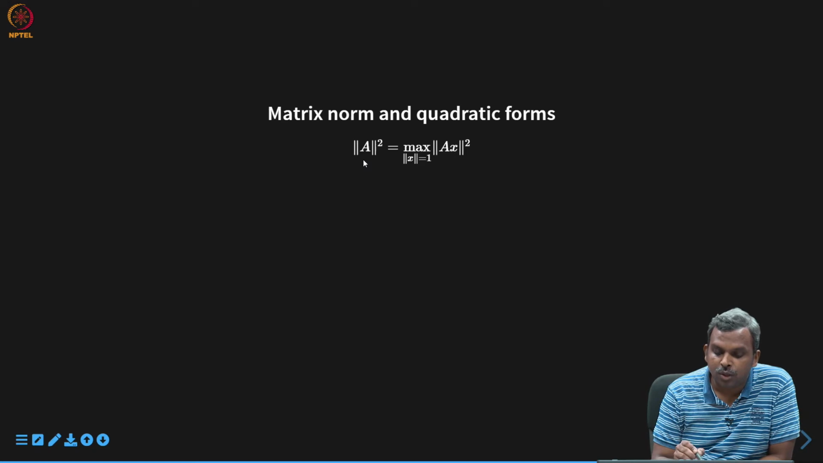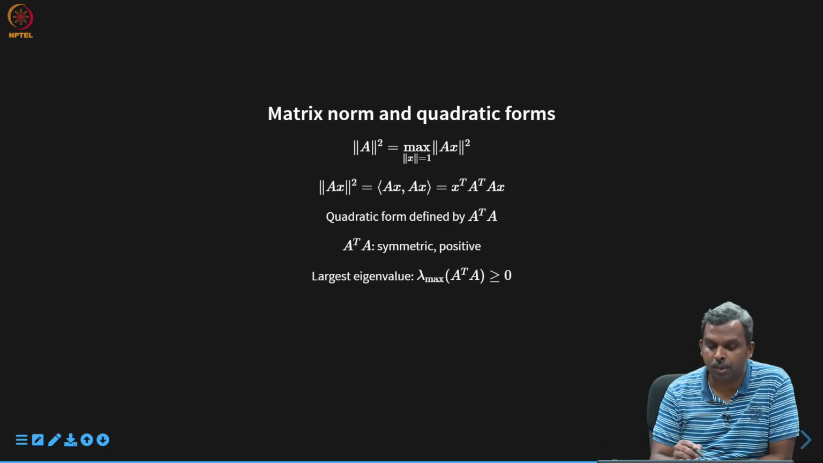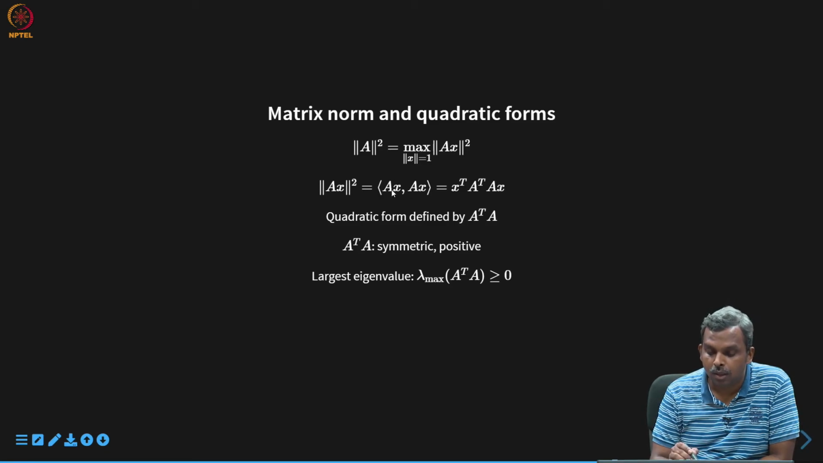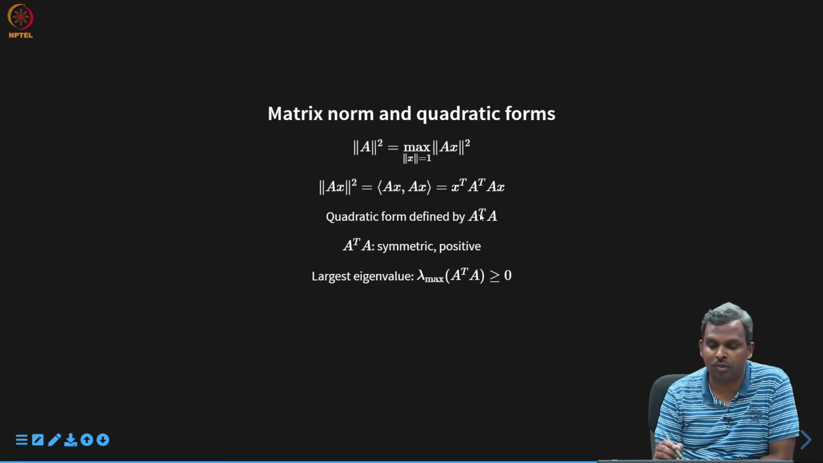For that, you just look at norm squared. So norm squared is going to be max of norm Ax squared. Once you go to Ax squared, I can write in terms of inner product. Norm Ax squared is inner product Ax comma Ax. Now what is inner product Ax comma Ax? It's X transpose A transpose Ax, isn't it? It's quite easy to see why this is true. So this is nothing but a quadratic form defined by A transpose A. Notice A transpose A is symmetric. It's in fact even positive. We can come to that later.